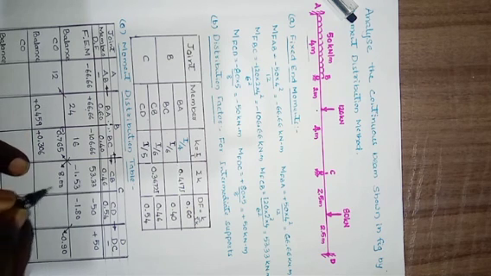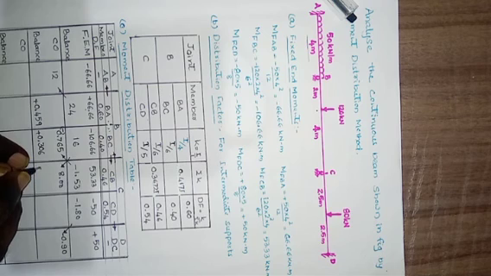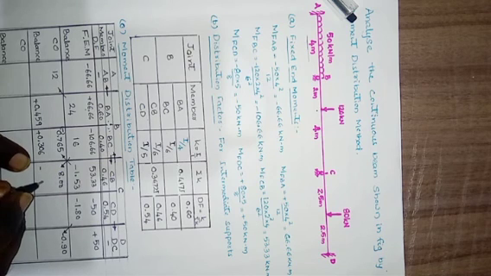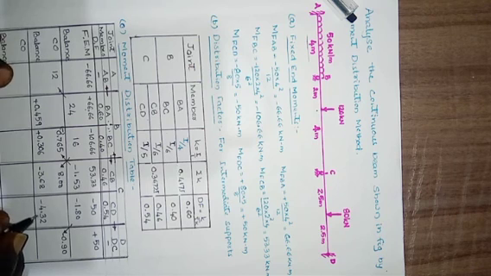Then at C, there is an unbalanced moment of 8 kilonewton meter. You have to distribute this moment among the two members, one is CB and another one is CD. That is minus 8 into 0.46, that one is minus 3.68. This one is minus 8 into 0.54, that one is minus 4.32. This one is the balancing.